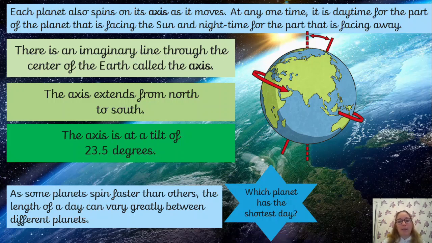Which planet spins on its axis the quickest? Hopefully you won't be thinking it's Mercury because I've just explained that bit, but it's actually Jupiter. And Jupiter has a day which is around 9 hours 55 minutes. So it's really quick, isn't it? You'd get older quicker.